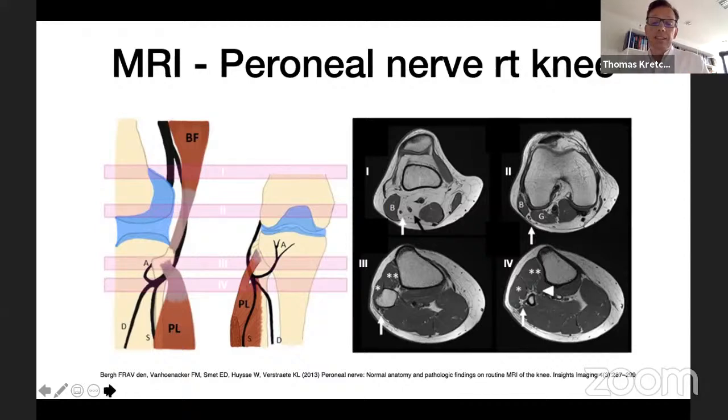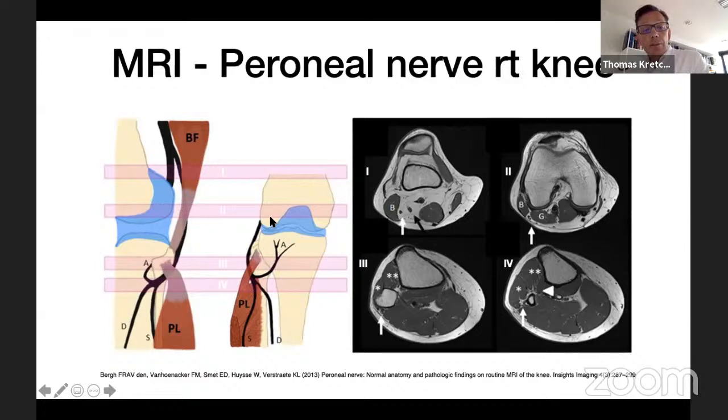And maybe this is an addition to Maria's very nice presentation about imaging. I find this paper is quite useful if you're not so much used to interpreting the images. If you just think about 4 different levels. There's that one femoral level where the peroneal nerve and the tibial run behind the biceps femoris, and this corresponds to picture number 1. Here you have the biceps femoris, and here you have the peroneal and the tibial nerve.